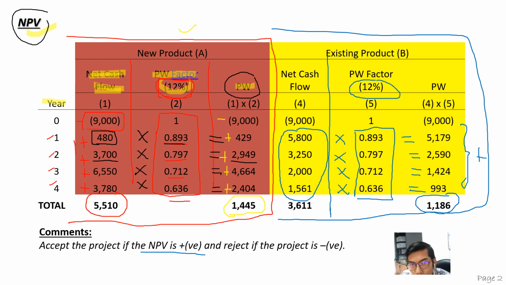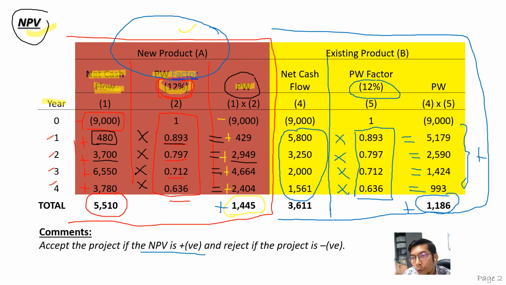In these cases, new product are positive. Okay, 1445 positive, 1186 also positive. In this case, you're going to go for the highest, so you need to go for product A. Means that new product. You're going to use that 9,000 ringgit to manufacture a new product. That's based on NPV. Okay, so sometimes again it's not sufficient enough if you rely on one technique.